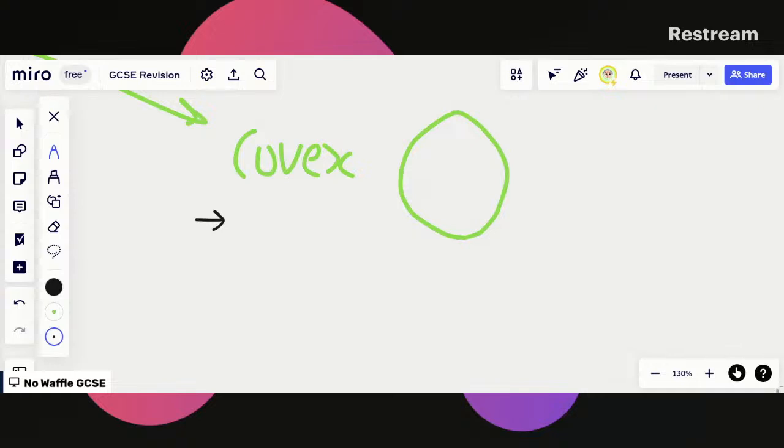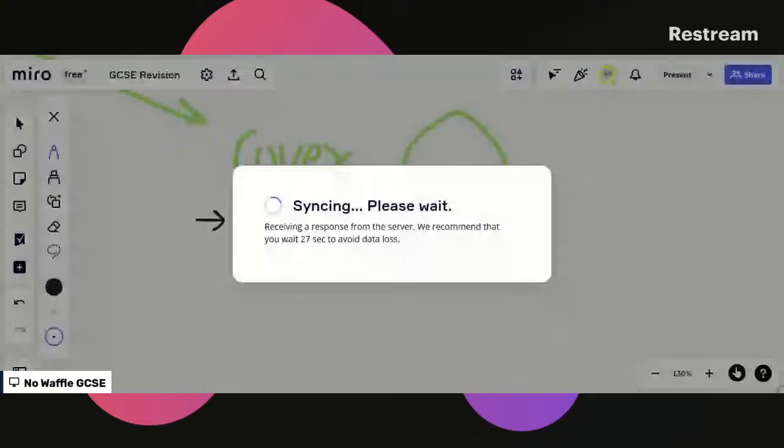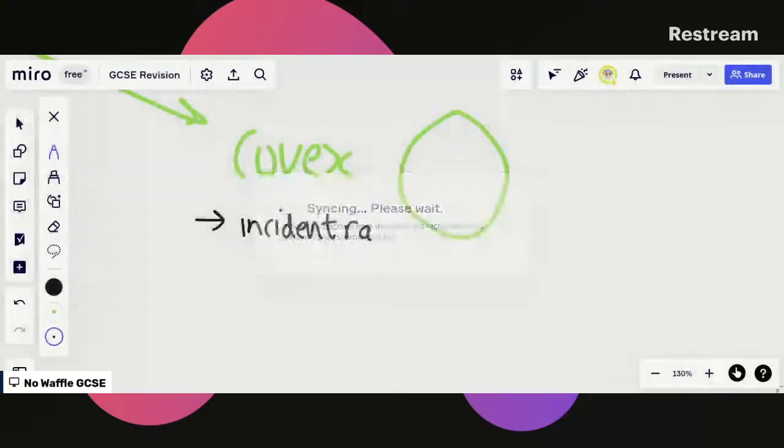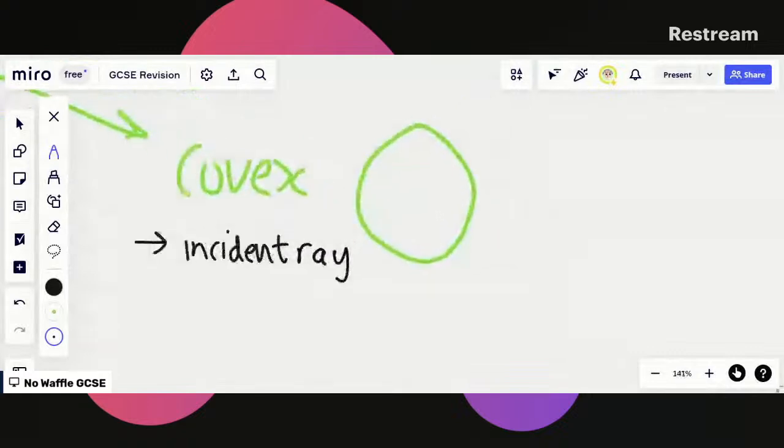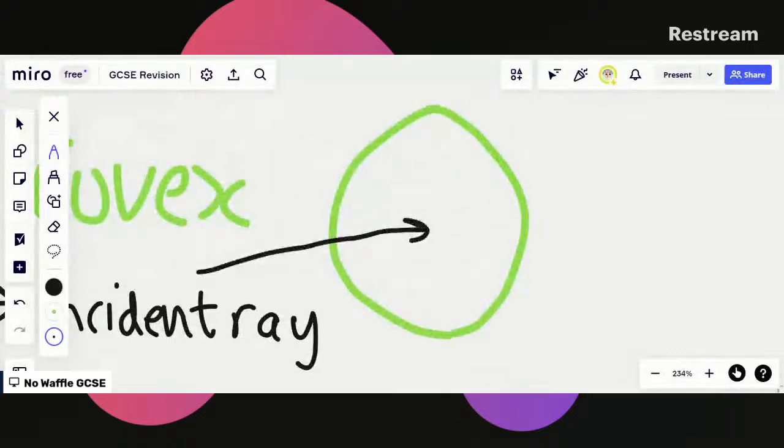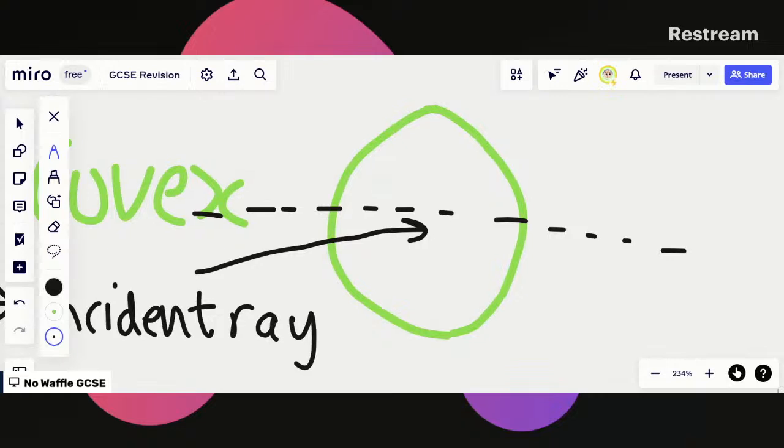The first rule is that an incident ray parallel to the axis will refract through the lens and travel in line with the principal focus. So if the incoming light ray is parallel to the axis, then it will refract through the lens and pass through the principal focus on the other side. Let's look at an example. If we had an incident ray like this going into the lens, what this rule is saying is that as long as it's parallel to the axis, which is here, so going straight in, it will then refract through the lens and pass through the principal focus.